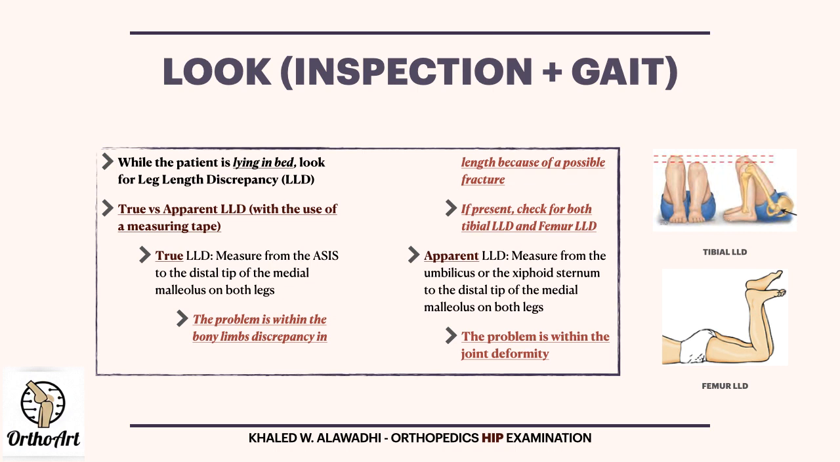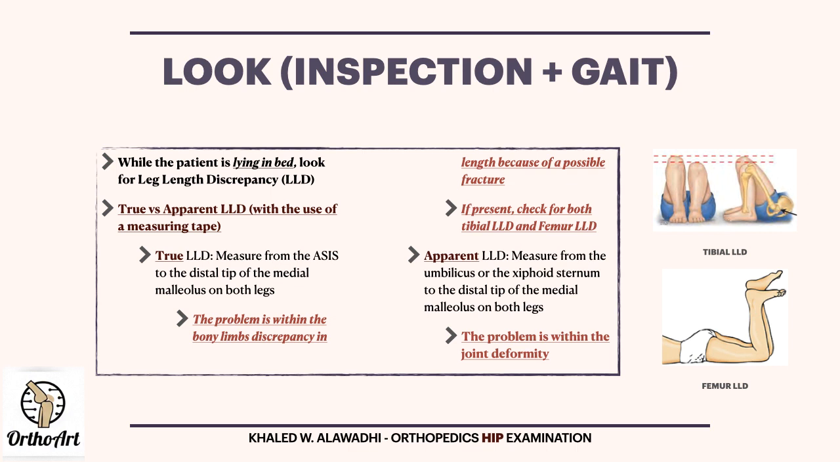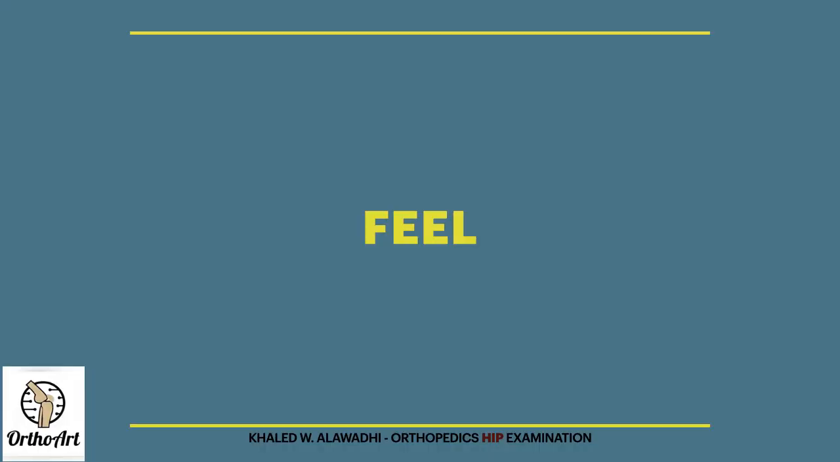The apparent LLD means you measure from the umbilicus, as in this picture. You either measure from the umbilicus or, in some of the books, from the xiphoid sternum to the distal tip of the medial malleolus on both legs. If not identical, this means the problem is with joint deformity, and you have to investigate further. So this is the end of the inspection. Now feel.